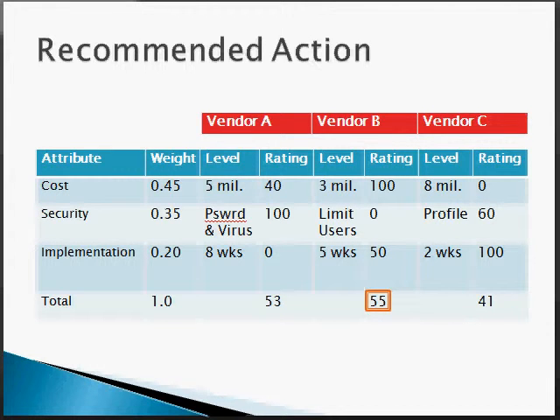For each vendor, the overall score is calculated as the weighted sum of the ratings. Thus, for vendor A, the rating of 40 for cost is multiplied by the weight 0.45 for cost. The rating 100 of security is multiplied by 0.035, which is the weight for security. The rating 0 for implementation is multiplied by the weight for implementation. These calculations happen for each vendor. After all the tabulations are completed, the vendor with the highest total score is the vendor selected for the hospital, which in this case is vendor B with a total score of 55.